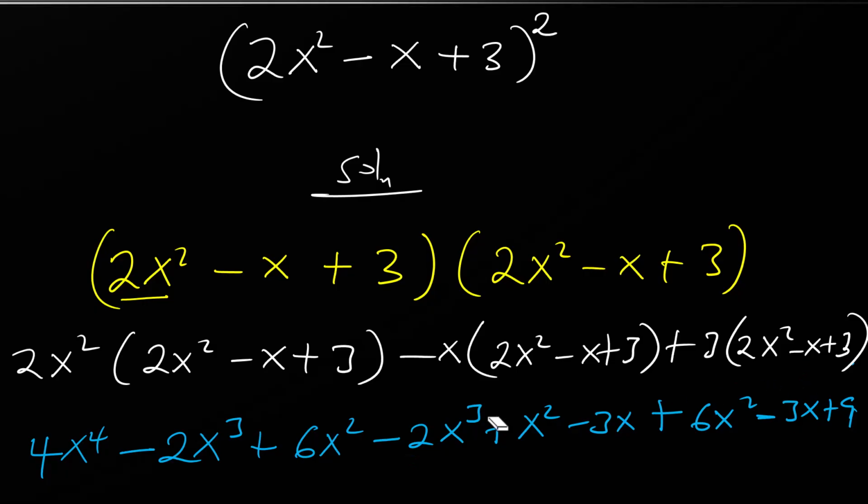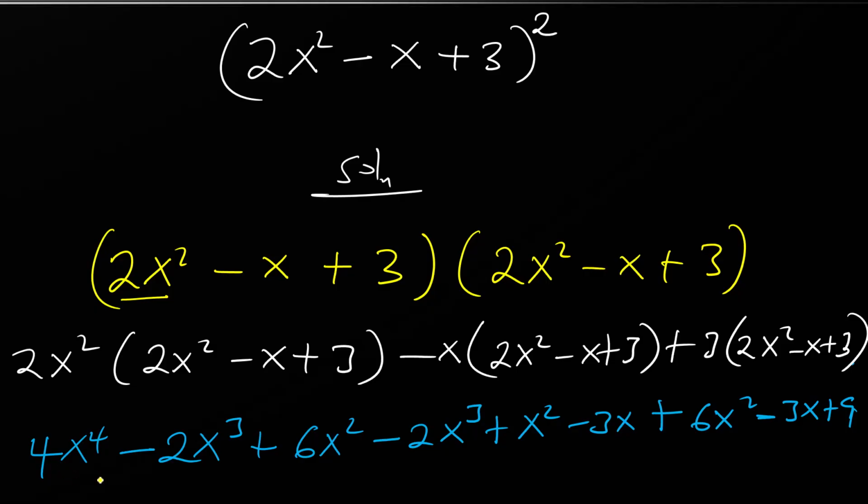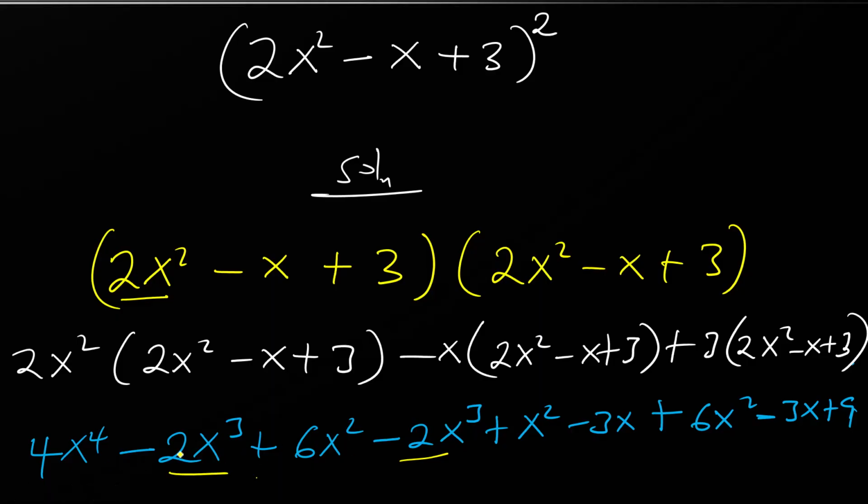Okay, so let's see if we can group like terms. So we have 4x to the power 4. So only 1, okay. Then we have this and that. Then we have this and that. So 4x to the power 4, okay. And minus 2, that will be minus 4x cubed.